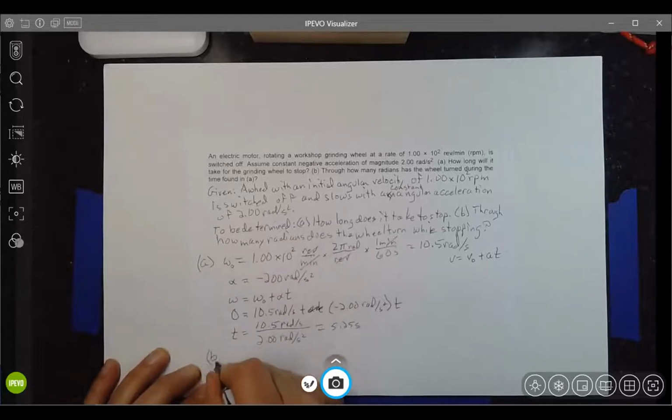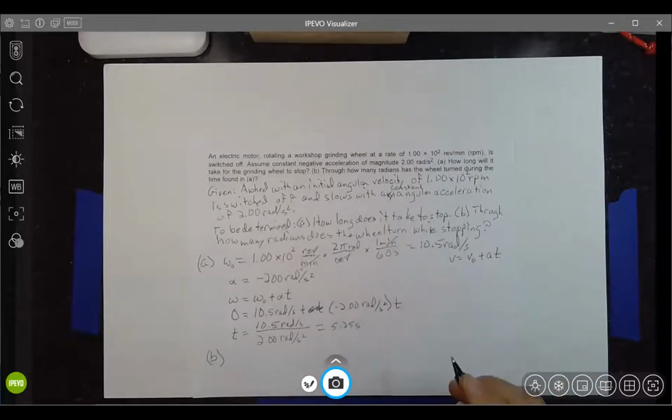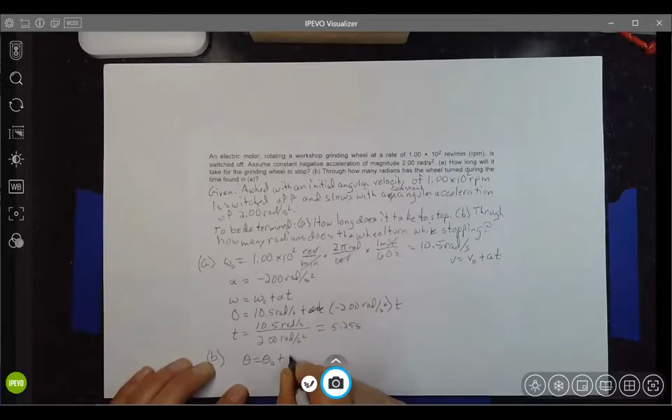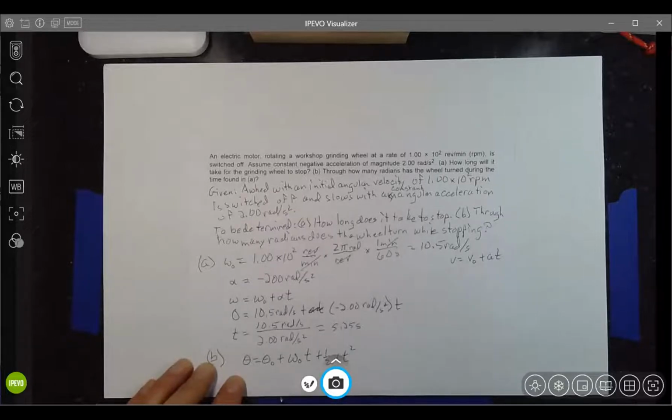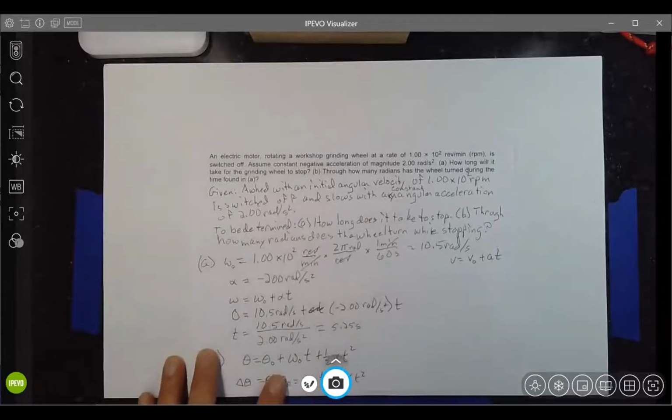For part B, you've got a choice about how to do it. You want to know through how many radians does the wheel turn while stopping? Well, one way of doing that would be to do theta is going to equal theta naught plus omega naught t plus 1/2 alpha t squared. And what you want is theta minus theta naught. So delta theta is going to be theta minus theta naught. That's going to equal omega naught t plus 1/2 alpha t squared. And the t that matters here is this one you just figured out.